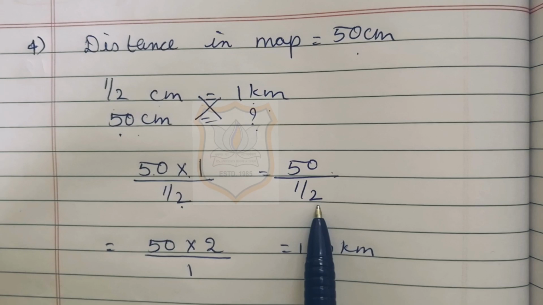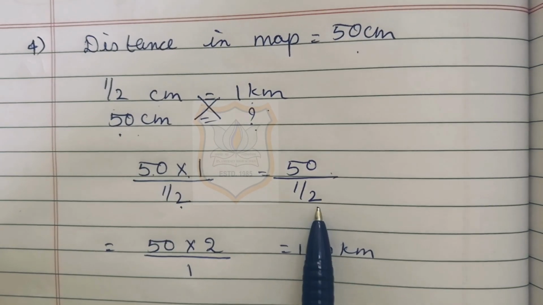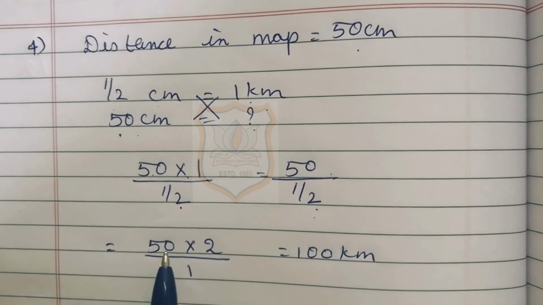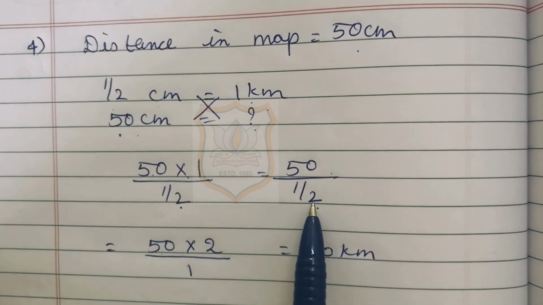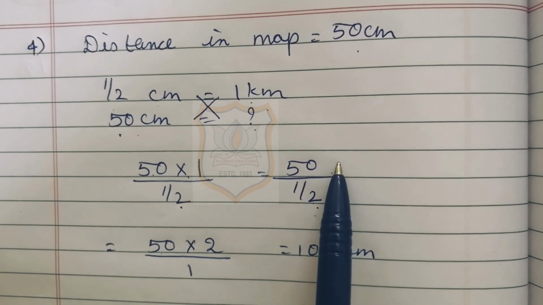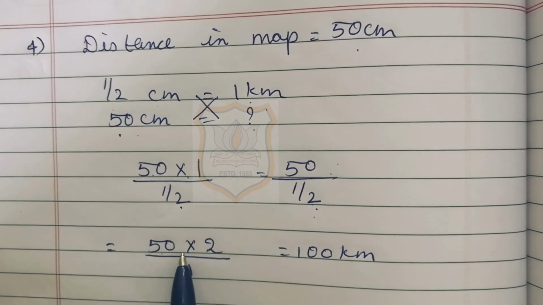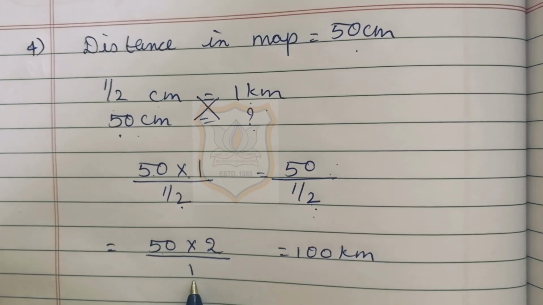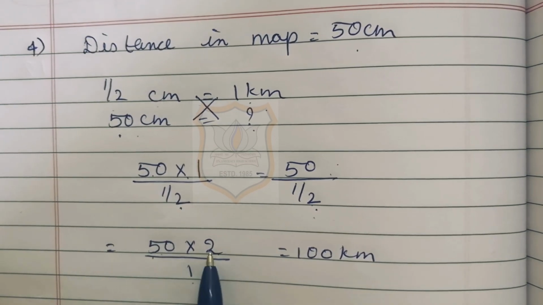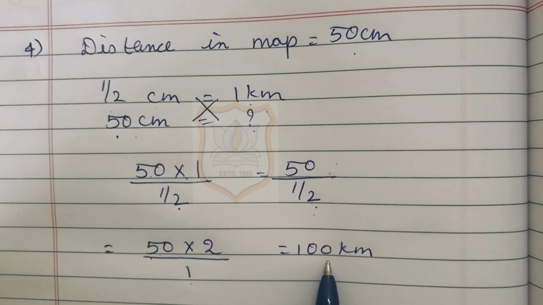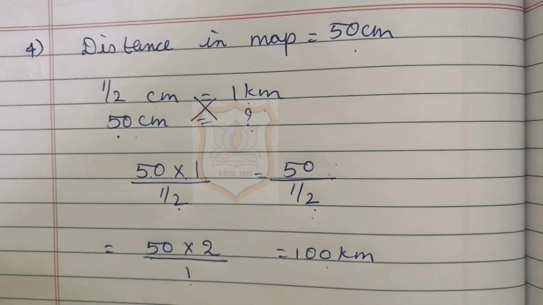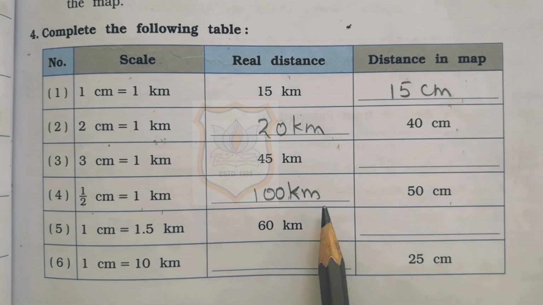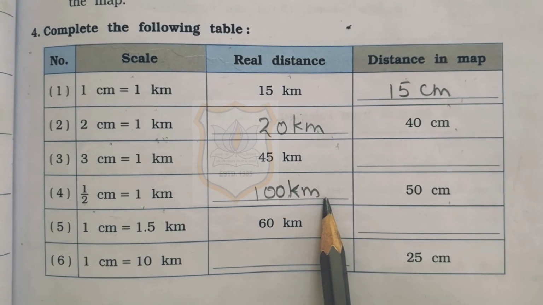Now students, it's not possible to divide a number by a fraction. So what we will do, we will write 50 here, and here you can see 1 is numerator and 2 is denominator. So this denominator we will bring up here. So we will write 50 multiplied by 2 divided by 1. So by multiplying 50 and 2 we will get 100 kilometers as the real distance. Now here also we will write real distance is equal to 100 kilometers.